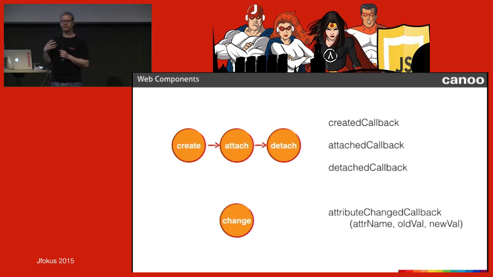That's called every time an attribute of this new element changes. And there you have some parameters. You get the attribute name, the old and the new value. And with that, you can implement pretty much all of the functionality that you need.